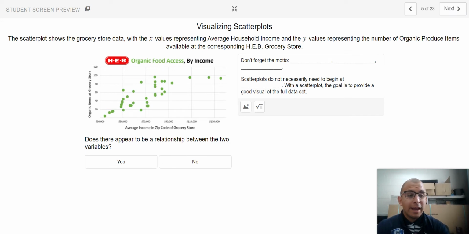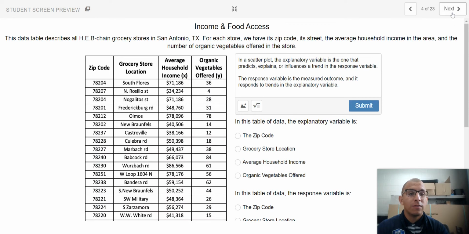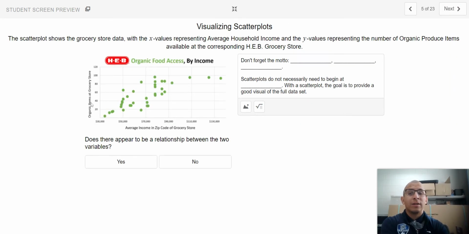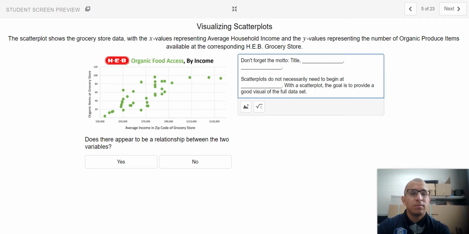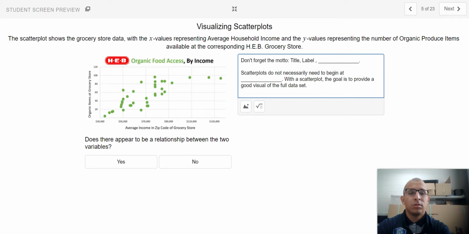Now, looking at our scatter plot, you can see that average income would be considered our explanatory variable, and the number of organic items at a grocery store would be the response, right? What we're examining is the number of organic items as compared to the average income based on zip code. So don't forget the motto: title, label, tick, tick, tick.